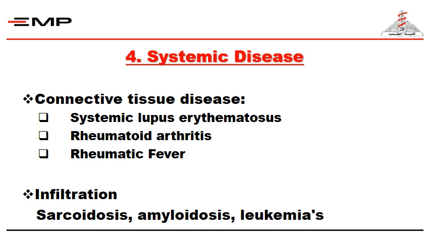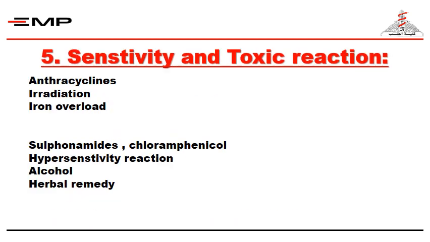Infiltration like sarcoidosis, amyloidosis, and leukemias can affect the myocardium. The most famous in children is the leukemia, because leukemia is common in children, not sarcoidosis and amyloidosis. Amyloidosis takes years to develop. In leukemia, there is infiltration of the tissues with leukemic cells, and this can affect the heart. Sensitivity and toxic reactions can occur due to anthracyclines, which are used in cancer therapy, irradiation, or iron overload. Iron overload as in cases of thalassemia.